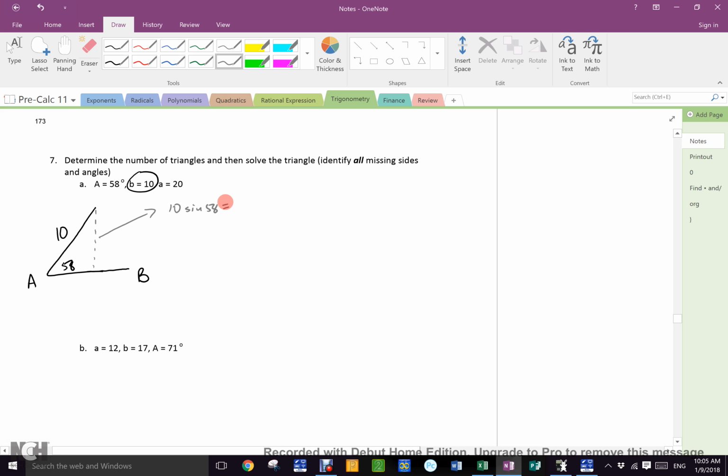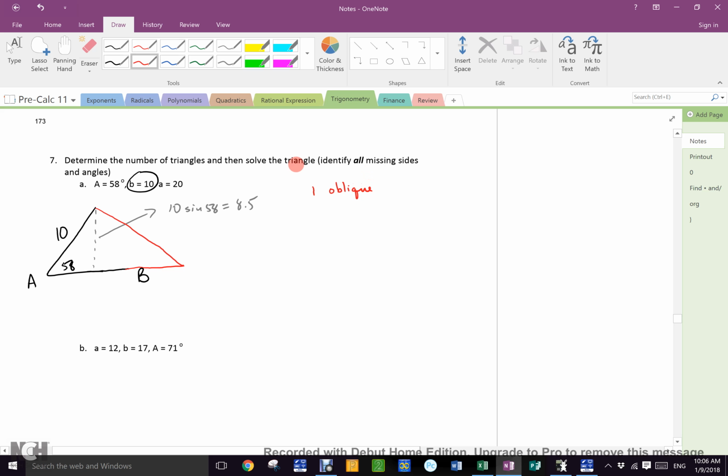This right here has to be 10 sine 58, which is what? You go to your calculator and you find that out. What is it? 8.5. So this is 8.5. 20 is way bigger than 8.5, isn't it? It's also way bigger than 10, isn't it? So it has to go in what direction? Way out there. Is everybody with me? So how many triangles can I make here? I can only make one oblique triangle.